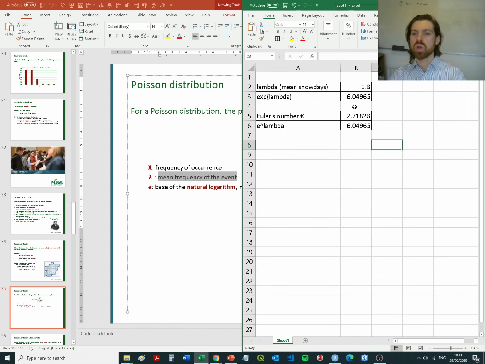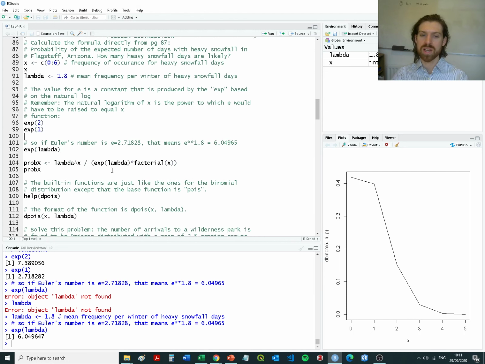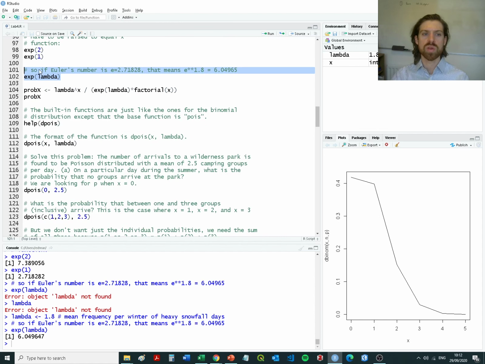Okay, so we've just calculated that using the inbuilt function, and we've calculated it using the manual calculation. I hope that provides you a bit more understanding of what's actually going on. And then you can reproduce it if you want to in order to gain more understanding. Okay, so that's what happens when we get the exponential of the lambda value.